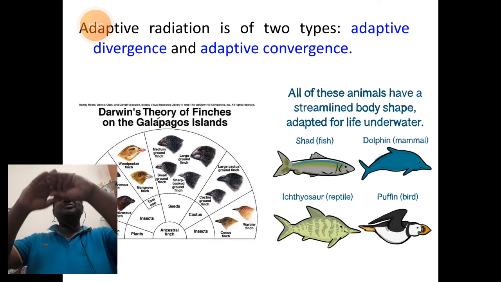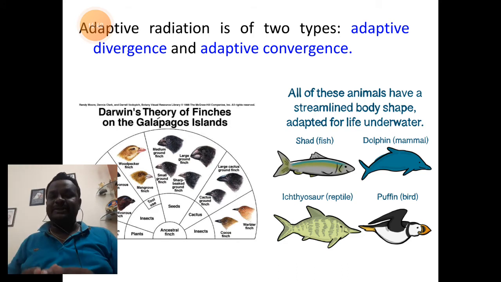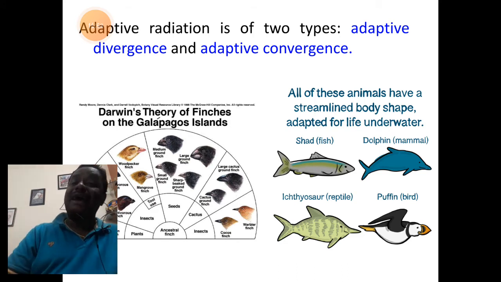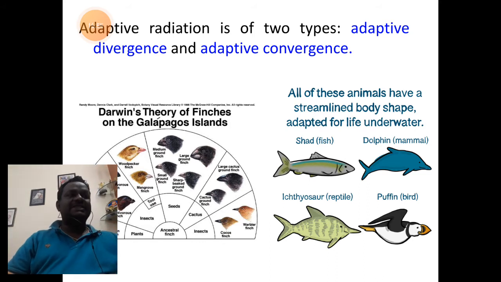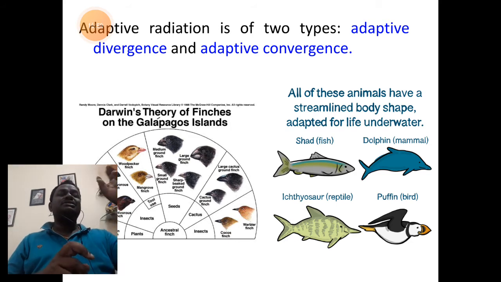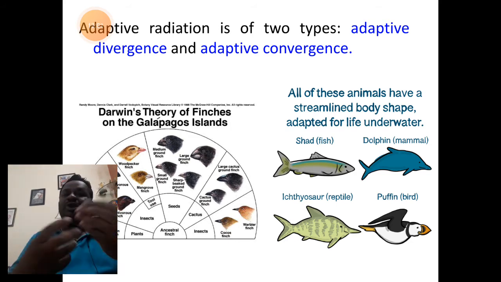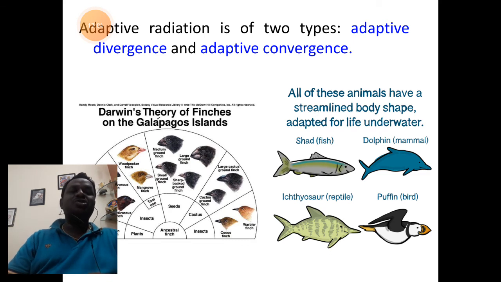So this kind of species formation from a common ancestor, when they encounter different environments, we call it adaptive divergence. The reason is that a common ancestral form will give rise to many new subspecies, which we call divergent evolution or adaptive divergence. Whereas the second example, towards the right side, there is an example of fish, an example of mammal, an example of reptile, an example of a bird.